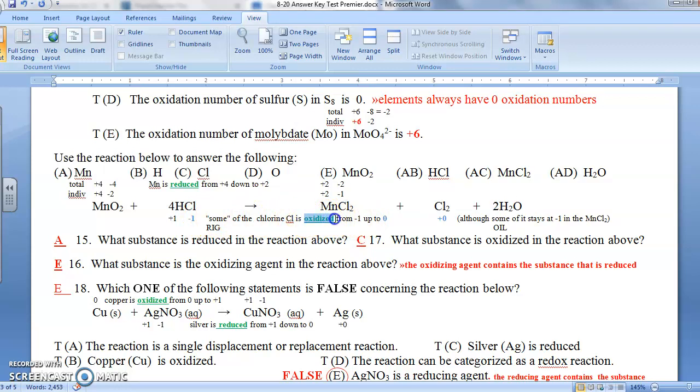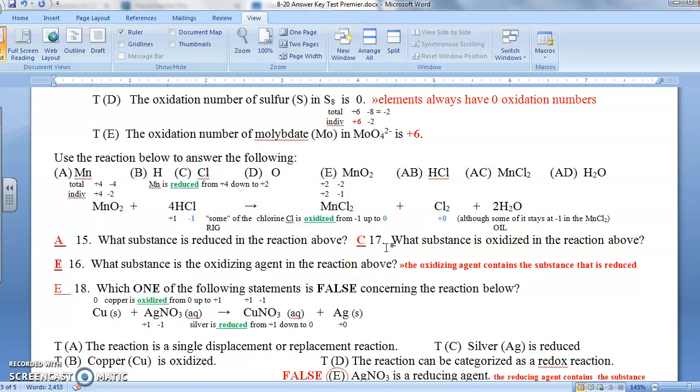Its number went up. It lost control of electrons. Here it was controlling electrons. Here it's not controlling electrons. It lost control of electrons. OIL, oxidation is loss of control. It went from -1 up to 0. Now you might say, oh my gosh, no, the chlorines here, though, these chlorines are still -1. They didn't change. Oh, I agree. Not all of them changed, but some of them changed. Some of the chlorines were oxidized. Number 17, Cl.